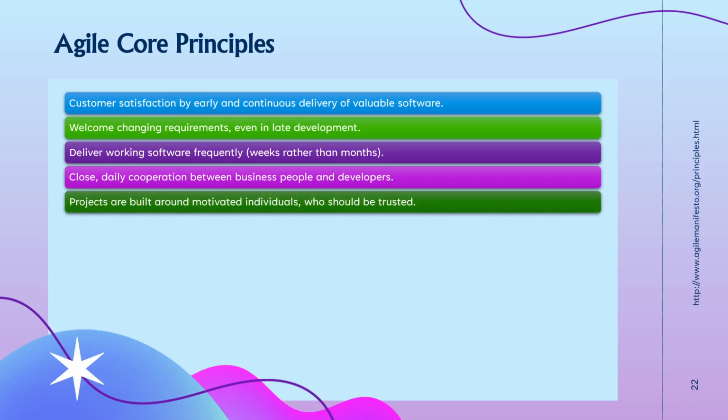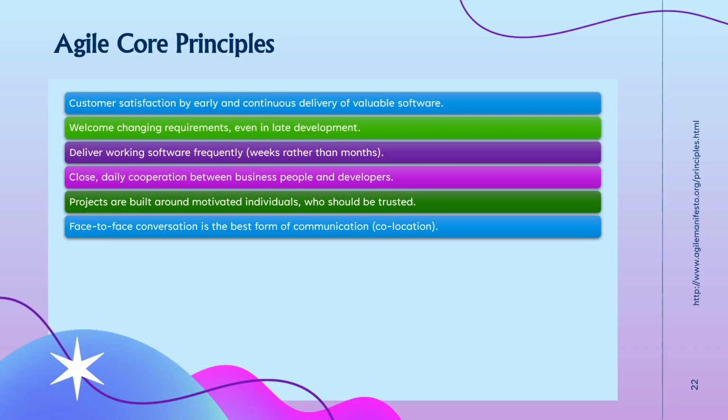Projects are built around motivated individuals who should be trusted. And this is saying that the people up top, the people who are creating the business deal, should trust that the developers, who are willing to work on the project, can create the project. And there's a lot of trust in Agile. There's a lot of trust in Scrum as well. And we'll talk about that a little more later.